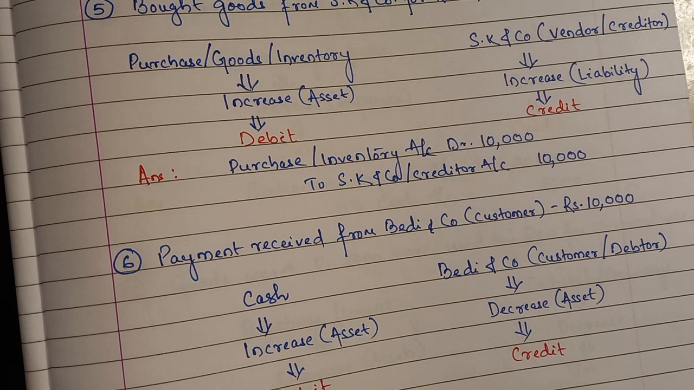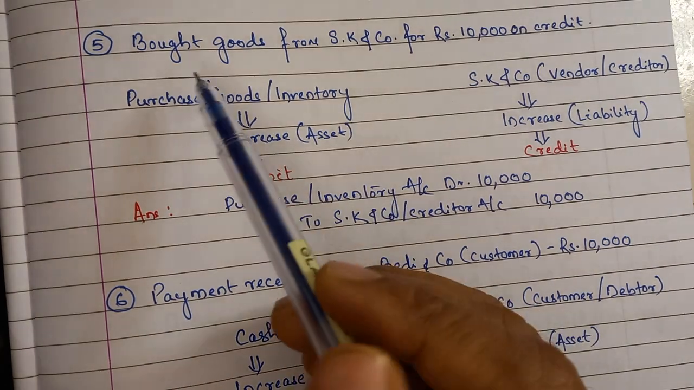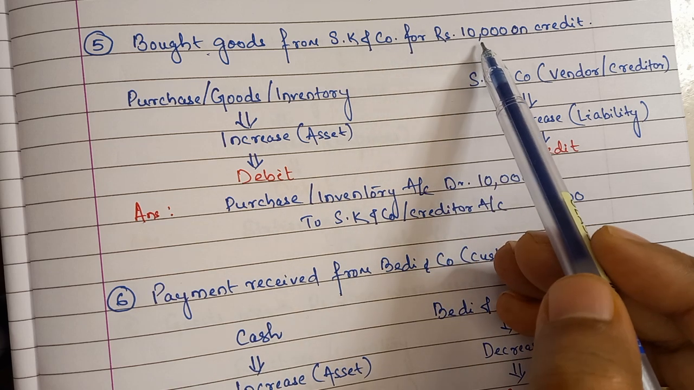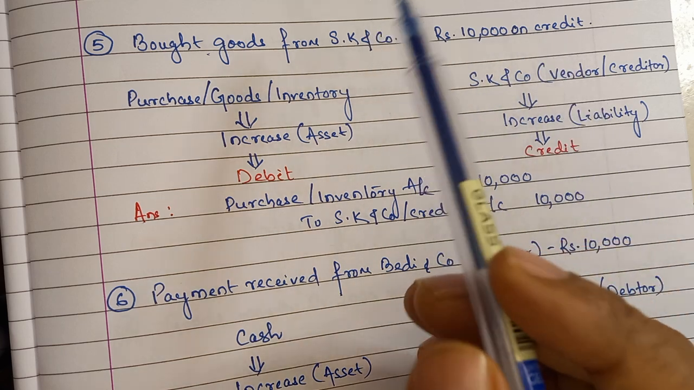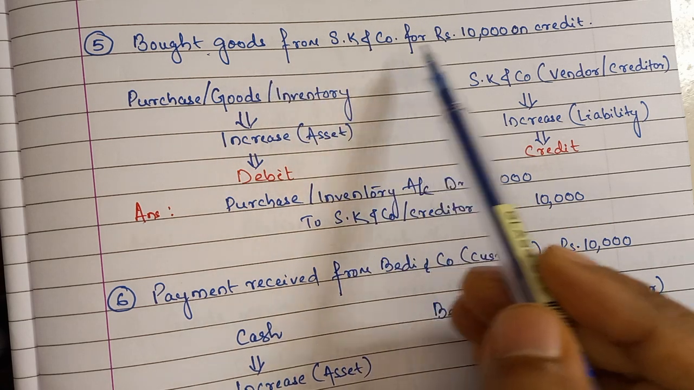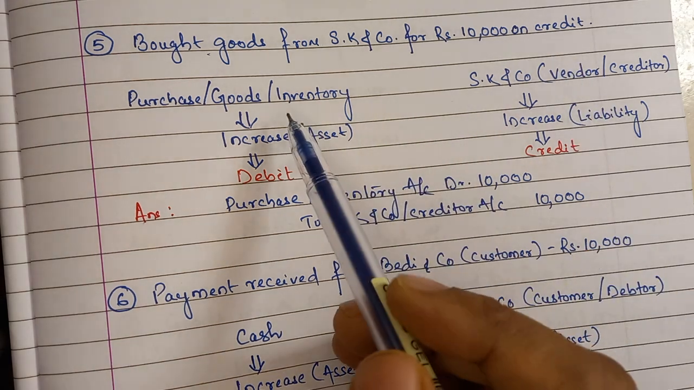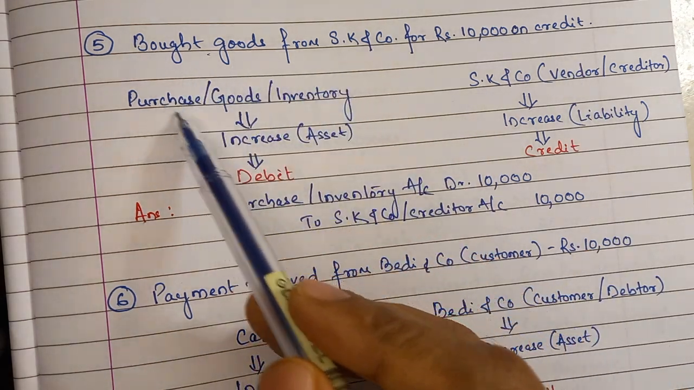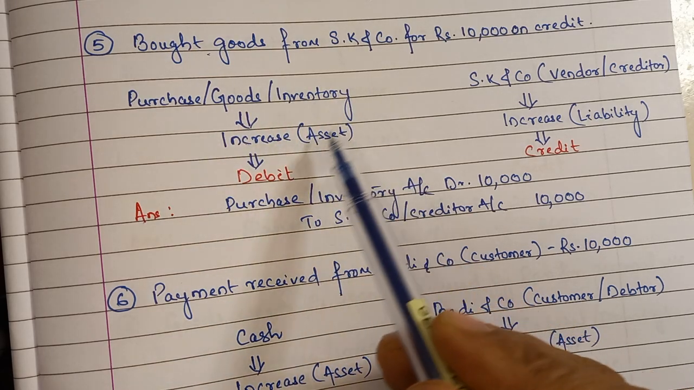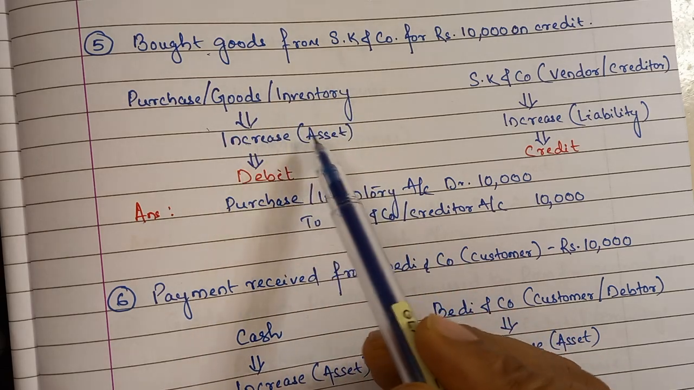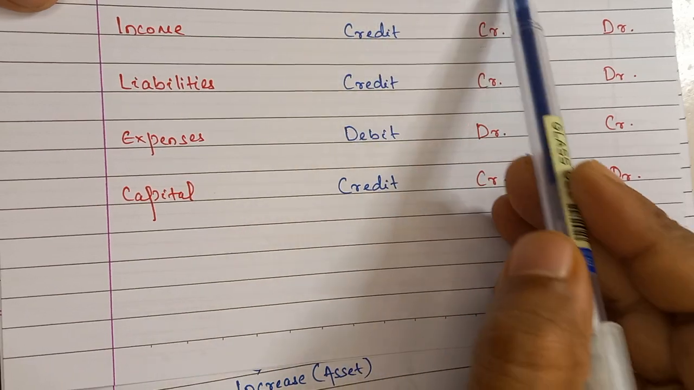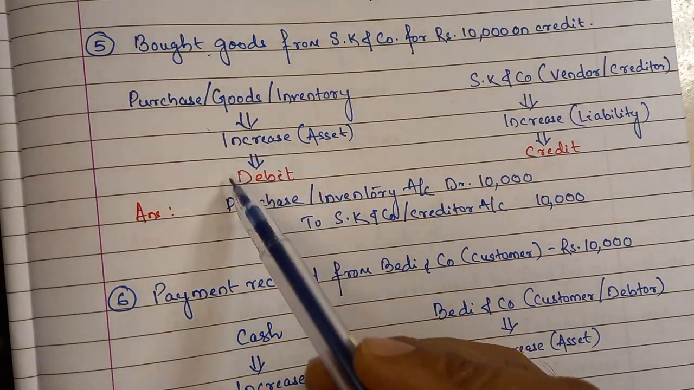Now coming to the next question. Bought goods from S.K. and Co for rupees 10,000 on credit. In the previous example, we learned about sales. Now we are talking about the purchase of goods from SK and Co for rupees 10,000 on credit. Here, inventory or purchase of goods is an asset for the company, right? Because by selling this inventory, the company is going to earn income. So these are all current assets. When there is an increase in an asset, it is always debit. Asset is always a debit balance, increase is always debit. So here it is debited.